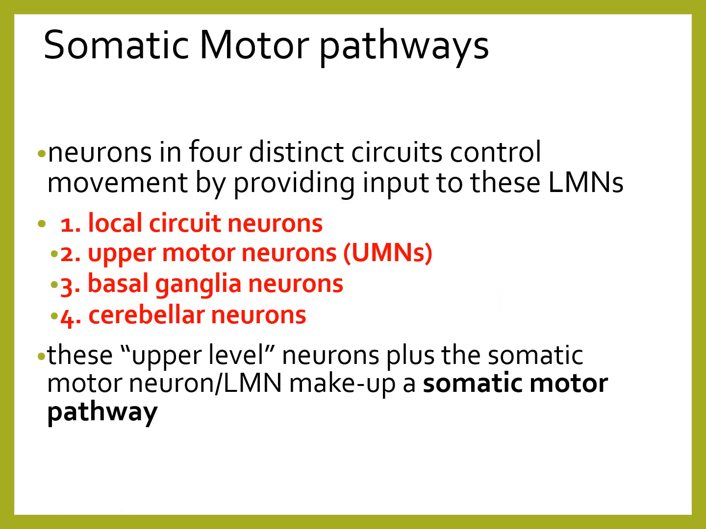If you remember, I talked about those quote unquote upper level neurons. Well, there are 4 basic kinds of upper level neurons. There are the local circuit neurons. There are the upper motor neurons. There are the basal ganglia neurons. And then there are cerebellar neurons. These upper level neurons plus the somatic motor neuron, or the lower motor neuron, make up what is called a somatic motor pathway.